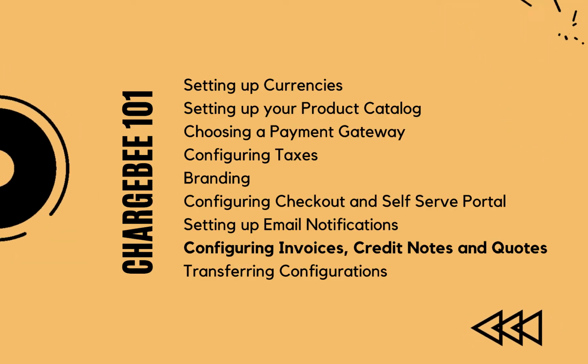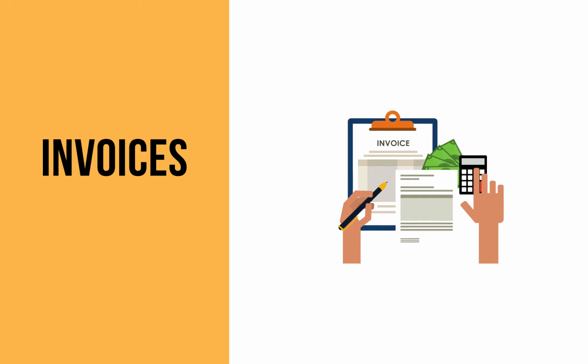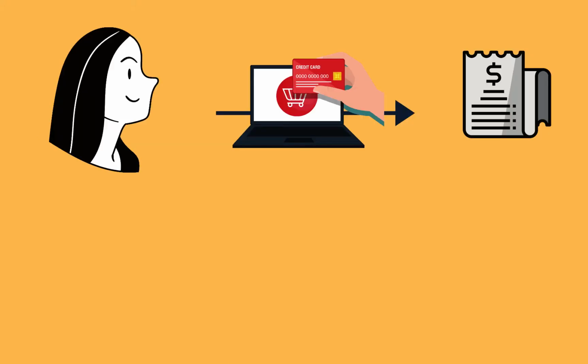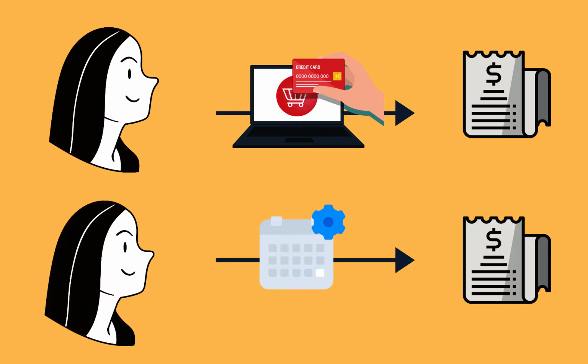In this video, we are going to learn about configuring invoices. ChargeBee automates the process of invoicing whenever a customer is charged. An invoice can be sent to the customer as soon as they are charged, or it can be added to the unbilled charges and be invoiced later.